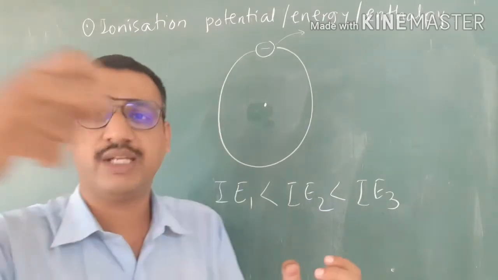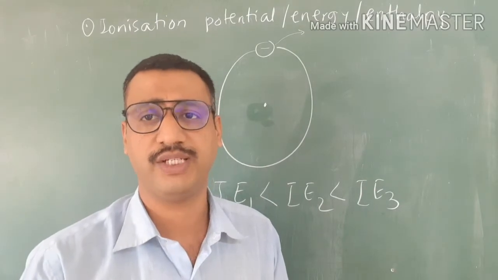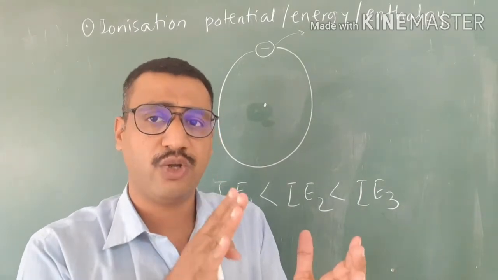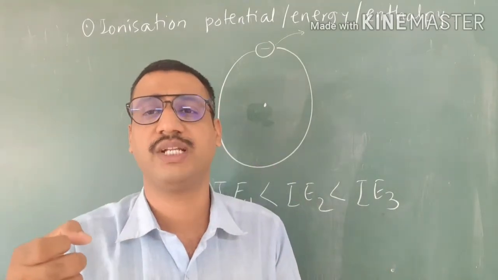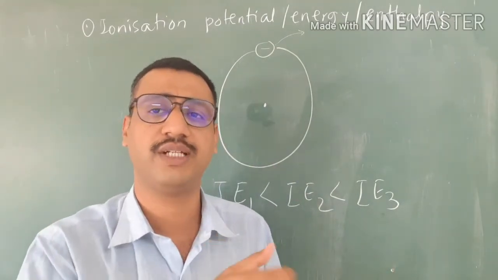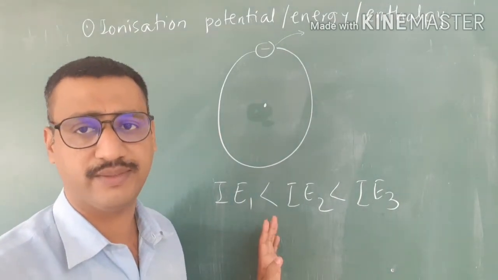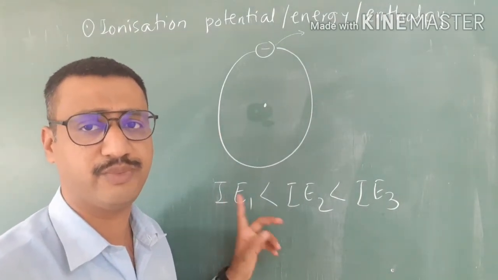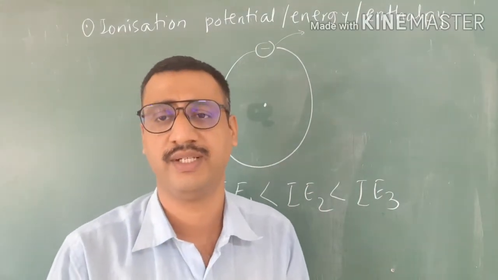The first electron we can remove, but to remove the second electron we require a greater amount of energy, because that electron is pulled more towards the nucleus. So to remove the second electron, more energy will be required. For the third one, even more energy will be required. There is no exception: as compared to the first ionization potential, the second is greater, and as compared to the second one, the third ionization potential is greater.